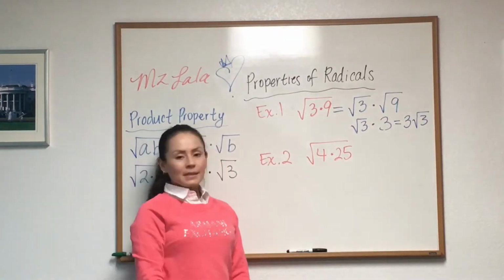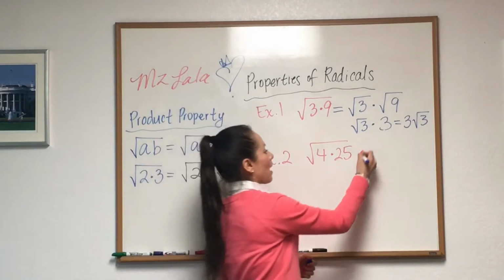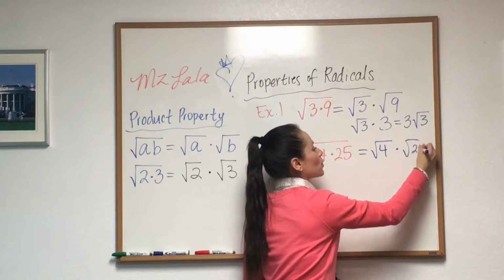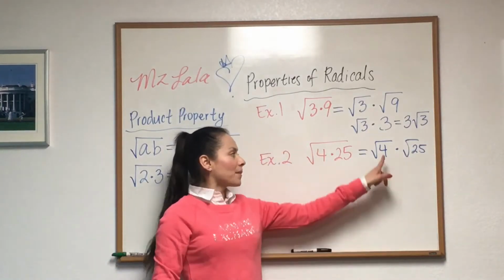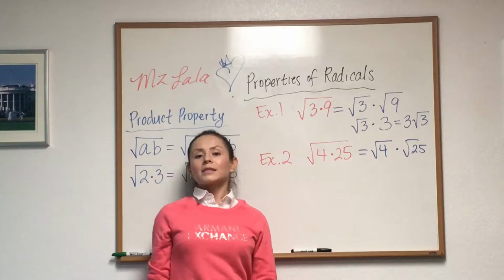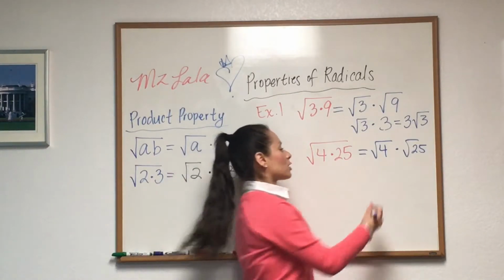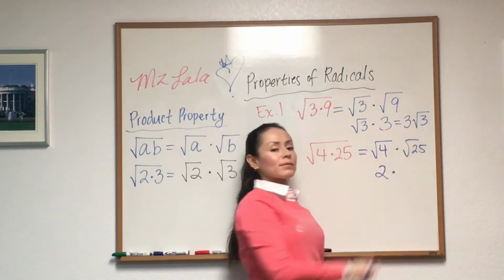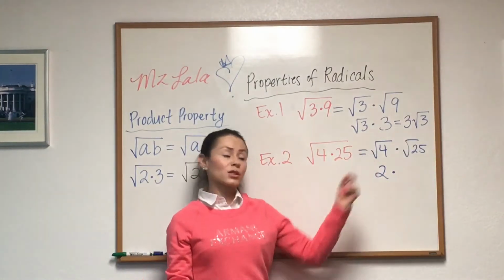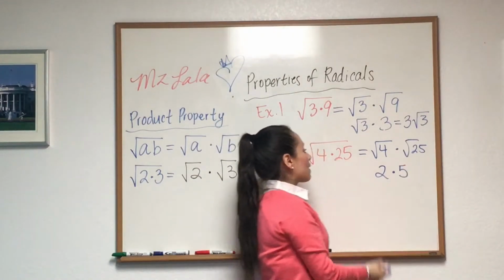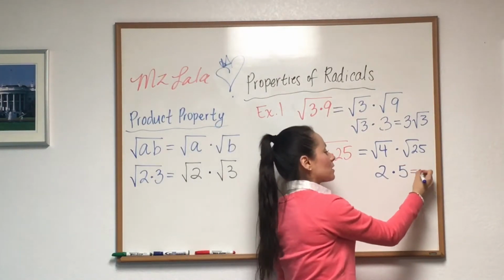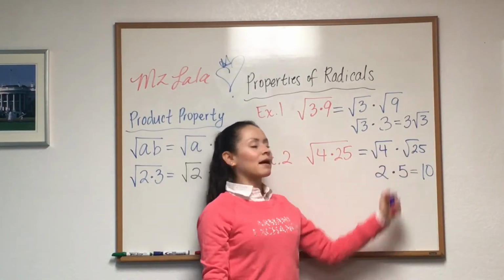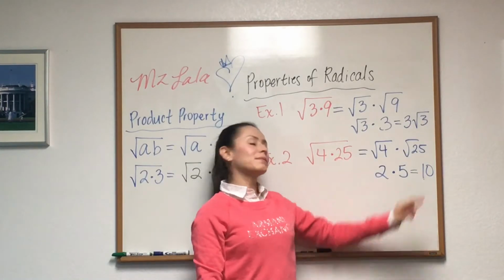Let's look at example number 2. We know that this can be broken up as the square root of 4 times the square root of 25. What's the square root of 4? What number times itself gives us 4? That has a perfect square, and our answer is 2. And the square root of 25: 5 times 5 gives us 25, so our answer is 5. So for this problem, our answer is actually 10. No more square root because they both had a perfect square, and you just multiply them together and that is your answer.